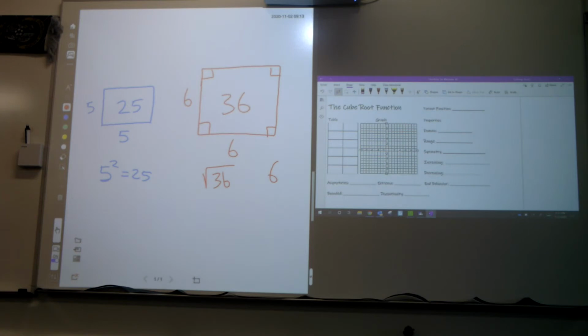Say that a little louder, Adam. There you go. Let's just take this same thing here, but apply it to cubes, okay?